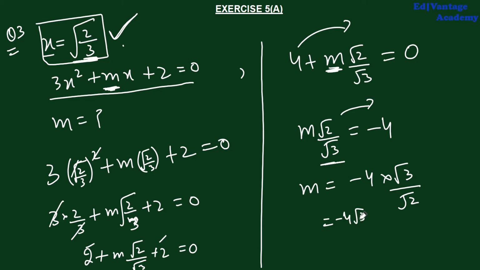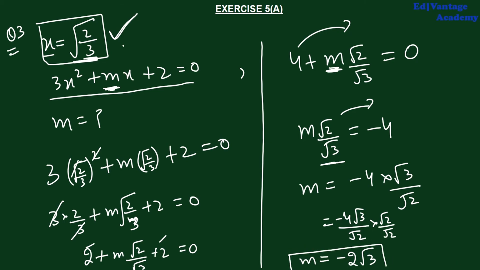So you will get it as minus 4 root 3 by root 2, which you know, when we have a denominator in square root or any root, we can rationalize it. So the rationalizing factor will be here root 2 by root 2. In 9th standard we have done it first. So the denominator will come root 2 into root 2 is 2, 4 by 2, and after cancellation it will come minus 2 root 3 as the value of m.